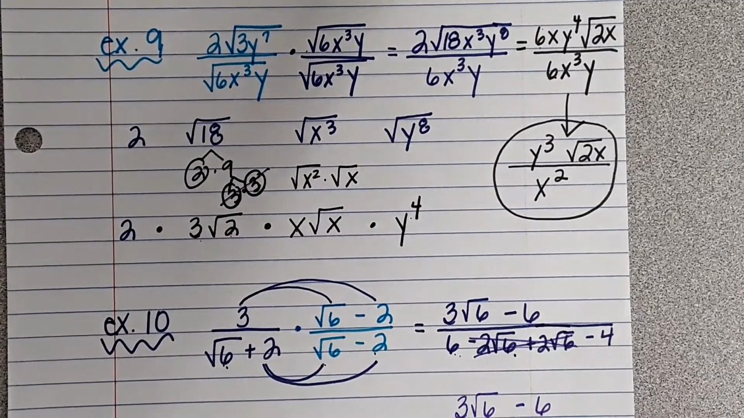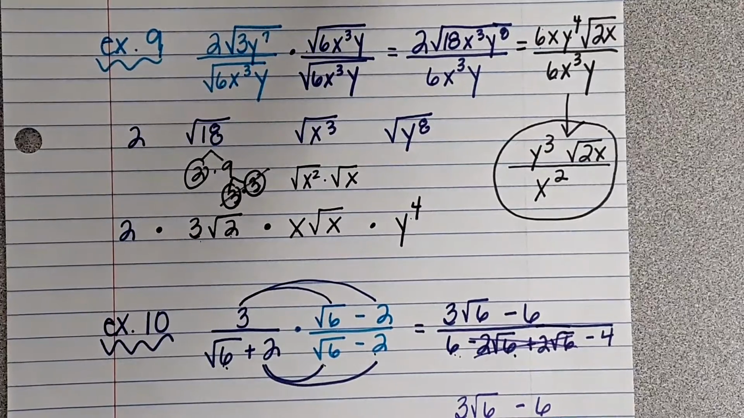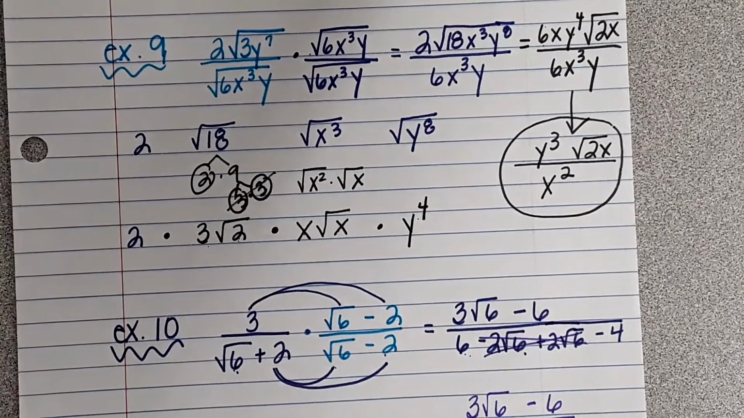Now, sometimes you're going to have to reduce them. I'm not going to lie. But on this one, we could pull out a 3, but they don't have really anything in common. So that's going to be our final answer. That is our final answer.